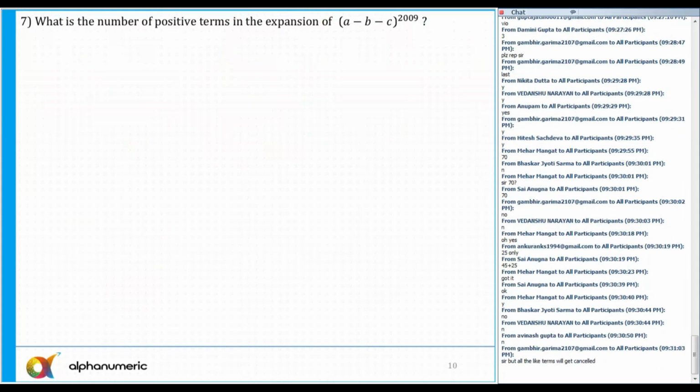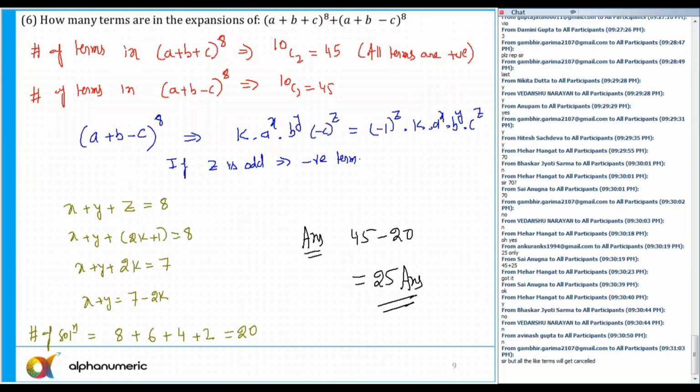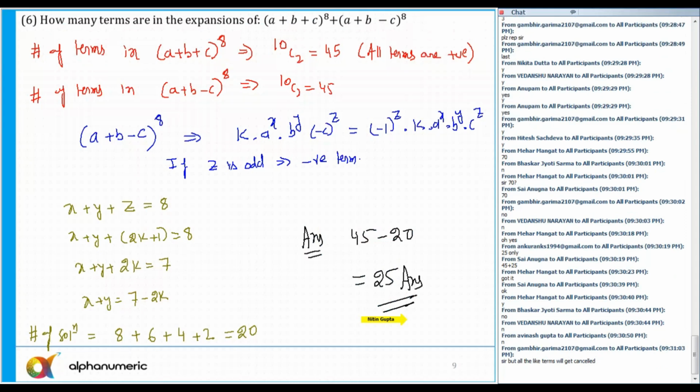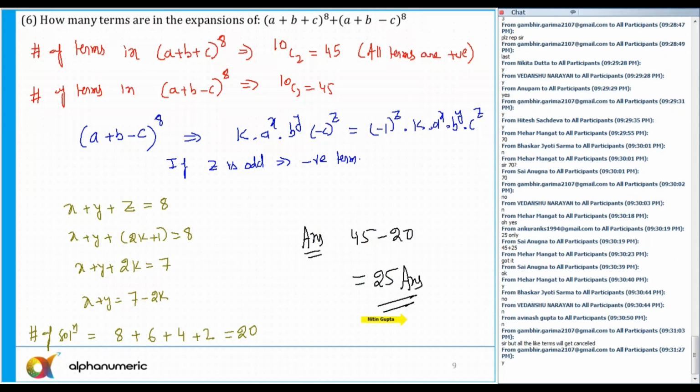So there are 20 like terms which will get cancelled. There will be only 20 like terms which will get cancelled, not positive. So 20 here which will be positive, and the same like terms will be negative. So there will be 20 terms which will get cancelled. So that's why 45 minus 20 which is 25. Is that clear now? Any other doubt, Garima? All right. Try this, all of you.